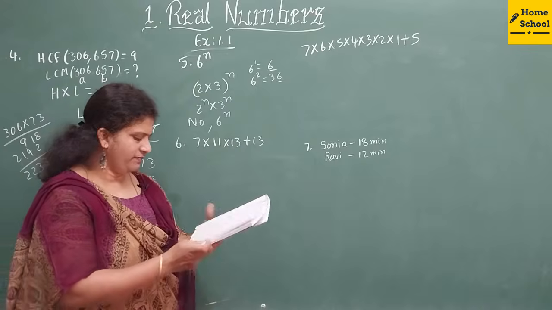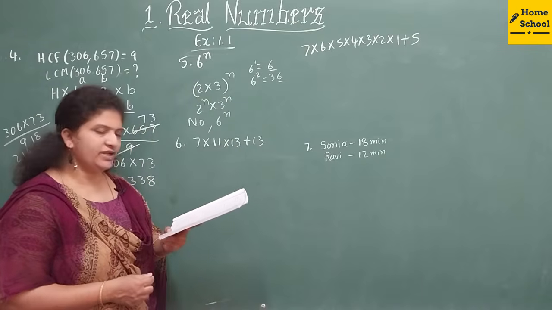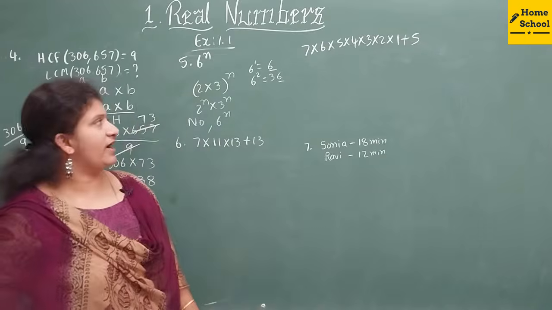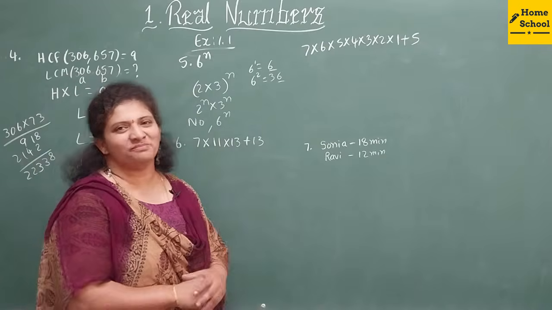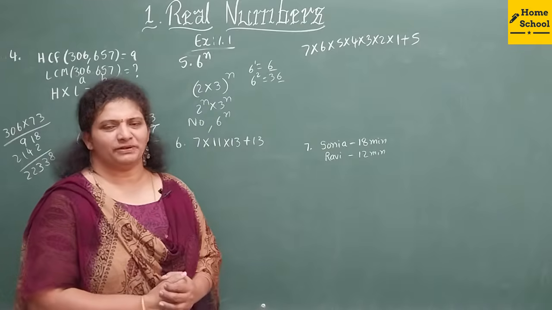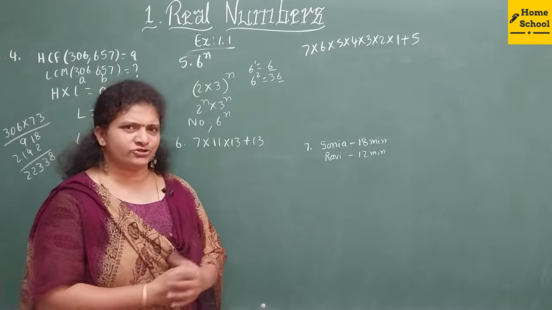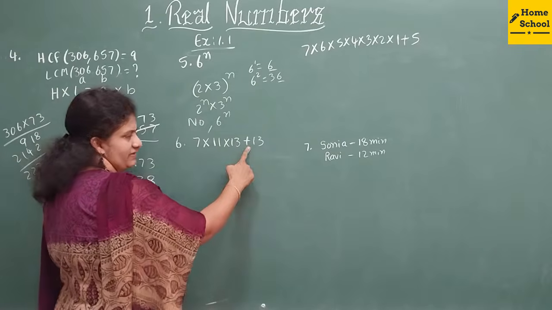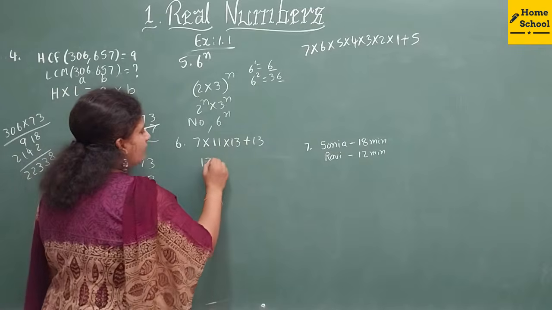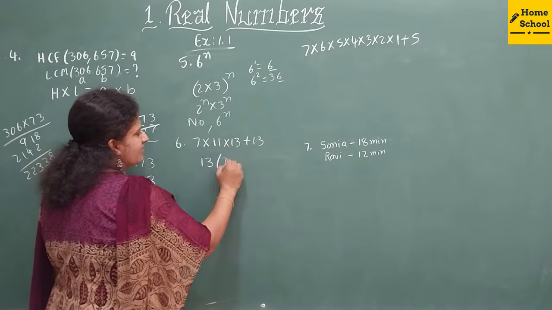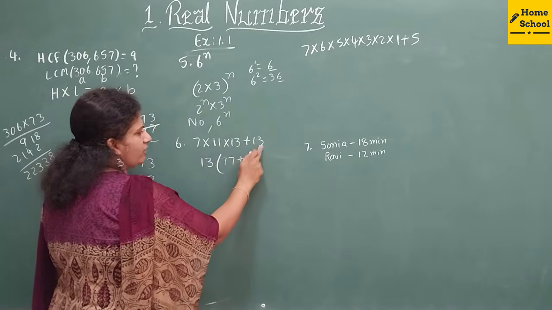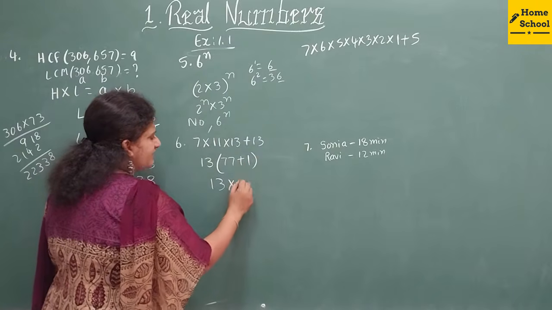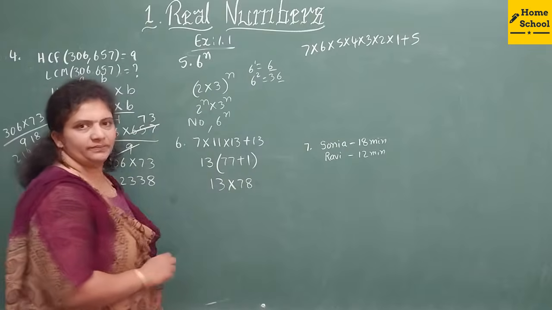See the next problem. Explain why 7 into 11 into 13 plus 13, and 7 into 6 into 5 into 4 into 3 into 2 into 1 plus 5 are composite numbers. Why it is a composite number is your question. Right, so let us see. Here you have a plus sign. 13 is common, so pick out 13. 7 elevens are 77. Nothing else is common here. So what can I write? 13 into 77 plus 1 is 78.